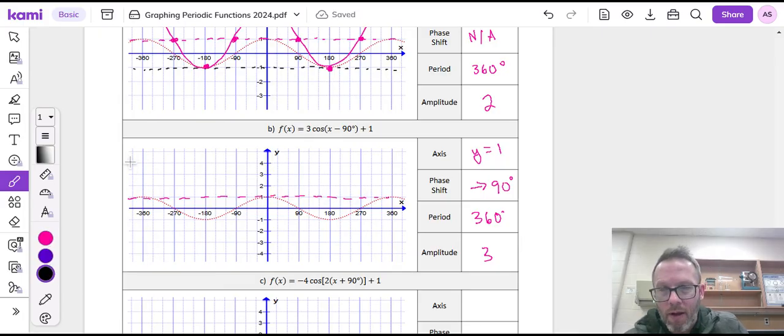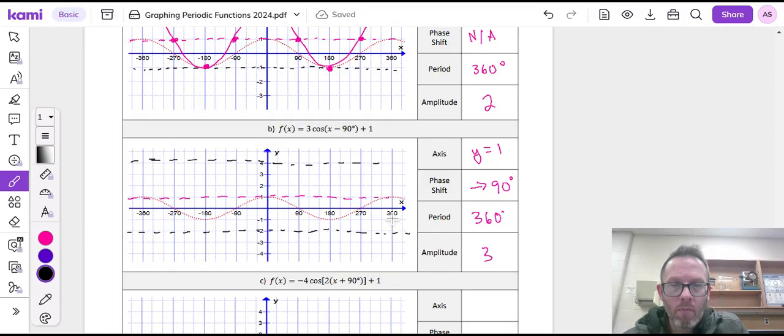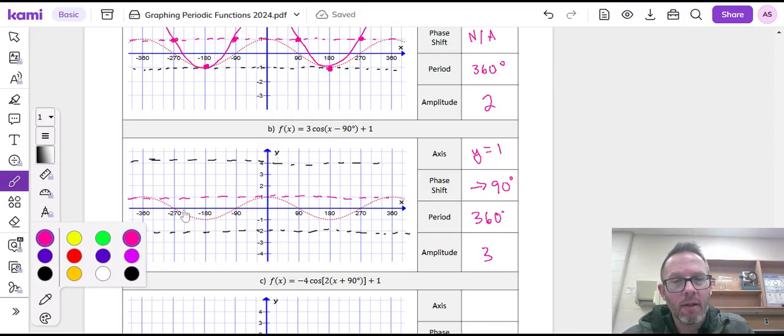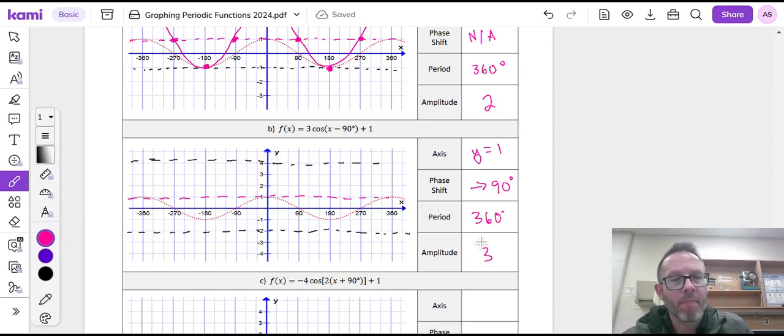Let's draw in our highest and lowest values with a dashed line, 3 above and 3 below. 3 below is minus 2. Okay, so normally cosine starts at a maximum, but this time our amplitude is 3, our maximum is up here at 4, and we've moved everything over 90 degrees. Our maximum will start here at 90. It's been moved right by 90 degrees. This will be our starting point.